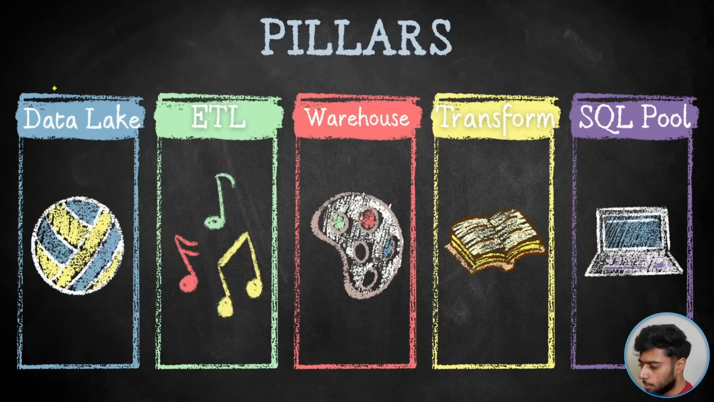And what is the dedicated resource in Azure for data lake? It is called Azure Data Lake Storage Generation 2. We will talk about it in detail, don't worry about that. Then we have ETL. ETL goes hand in hand with the term called orchestration. That's why I have put here musical elements, you can say.